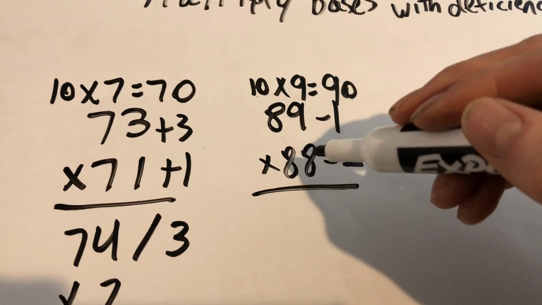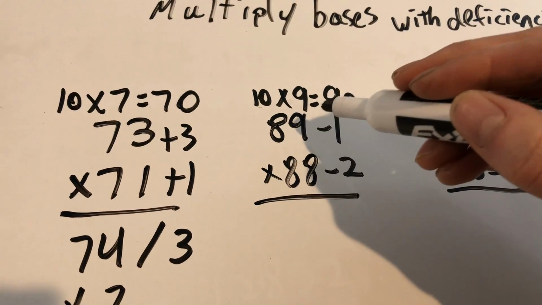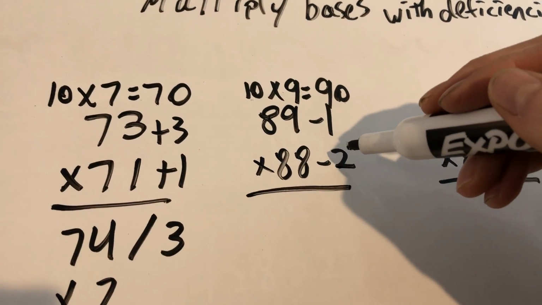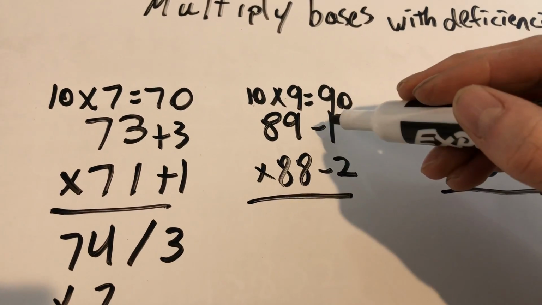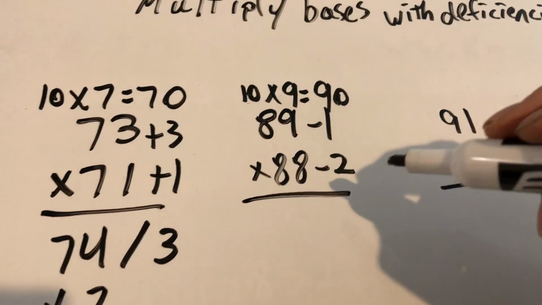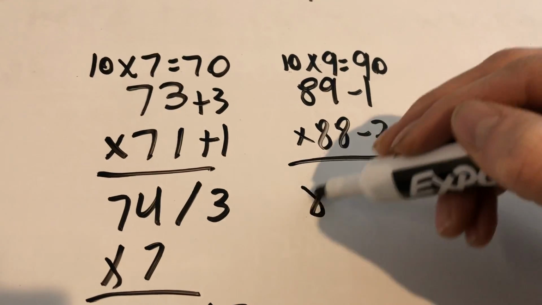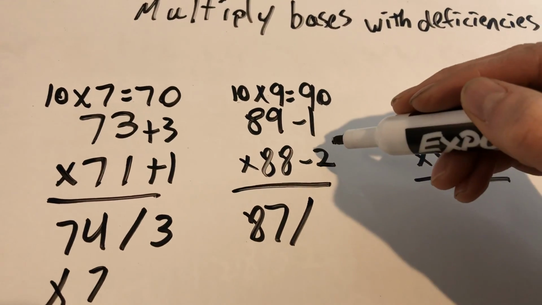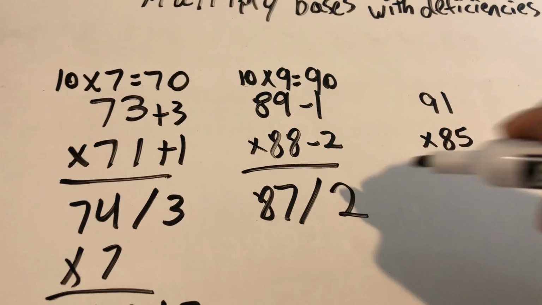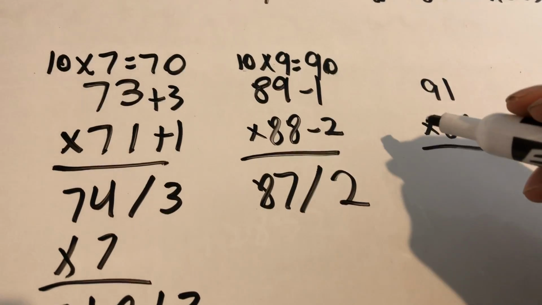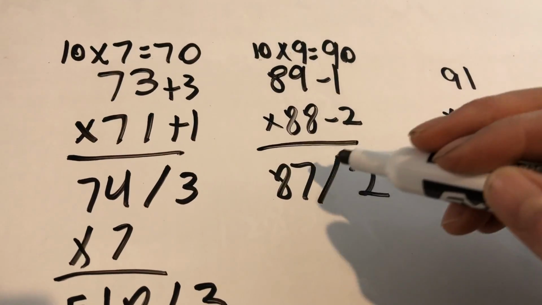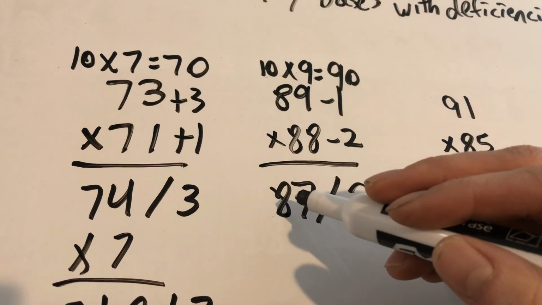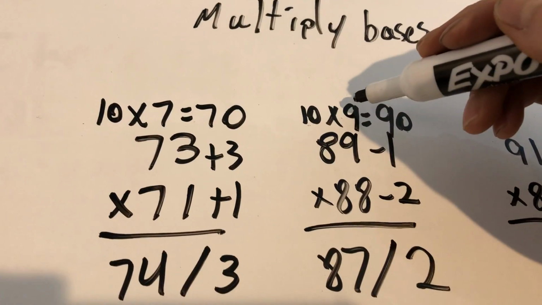Next step is to crisscross subtract. You can subtract 89 minus 2, which equals 87, or 88 minus 1, which equals 87. Either way, it's 87. So we're going to write 87 outside right here. Next step is to multiply -1 times -2 equals 2. Next step is to multiply 87 by the deficiency of 9.